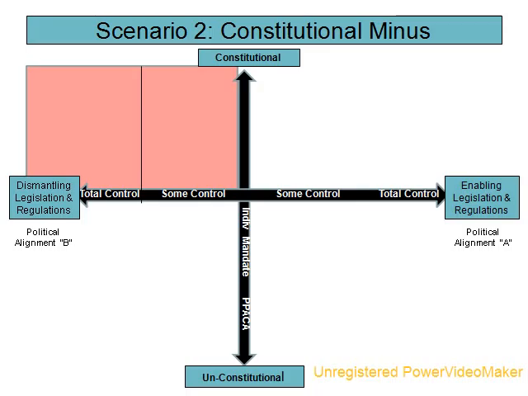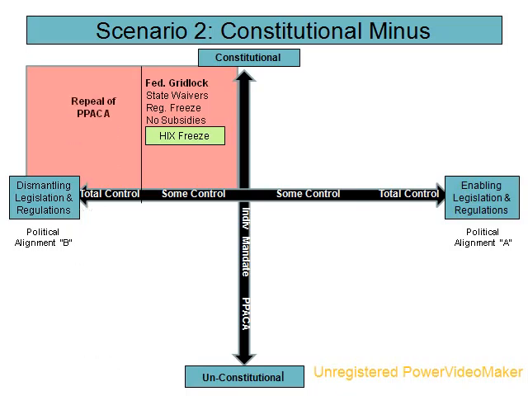Now let's look at scenario two, which I'll call constitutional minus. In this scenario, the bill is ruled as constitutional, and there is some control by those who, in political alignment B, want to dismantle or freeze the legislation, even if it was constitutional. Here you probably have the President and the House of Representatives in particular in control with political alignment B. Here we probably have federal gridlock, there'd be state waivers, there'd be regulatory freezes, and the subsidies for the exchanges, which are worth about $450 billion, probably would be frozen or eliminated, making the exchanges somewhat irrelevant. So there'd be a freeze on the exchanges.